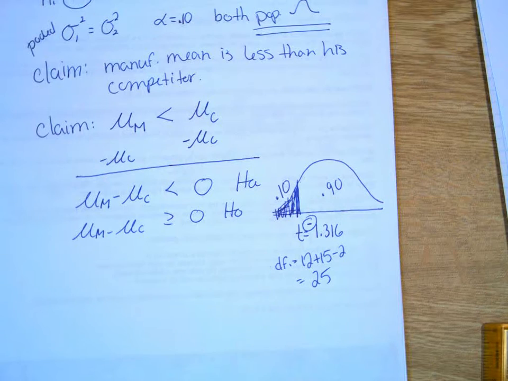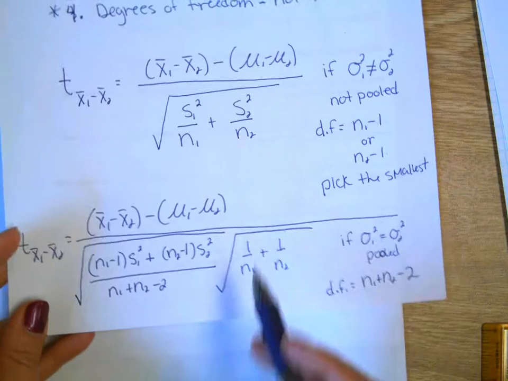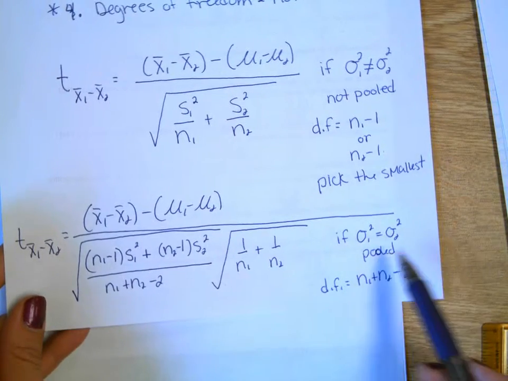Okay, now we have to do our formula by hand. And guess which one I gave you? The really ugly one. Because if you can get the really ugly one correct, I know you can get the easy one correct. So we're going to follow this ugly one because we're pooled.